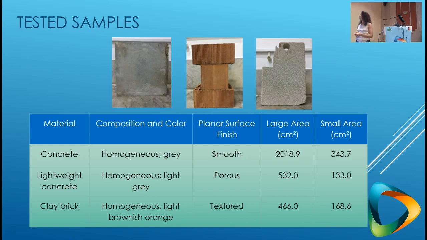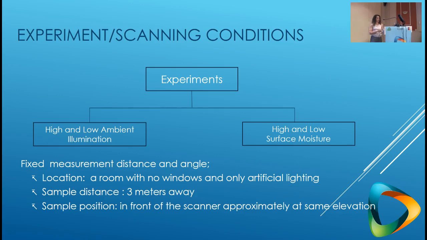Those materials are different. And the areas here you see are the large and small post-processing areas that we use from the samples that we have tested. So I will explain the results later, but we used a larger sample area versus a smaller sample area from the same surface to see the differences in the signatures of the reflectance intensity. Those are the experiment conditions that I mentioned to you.